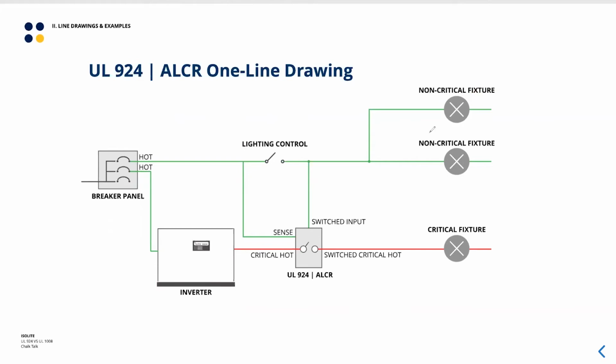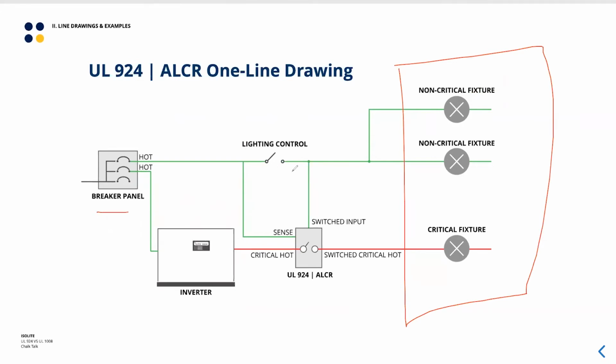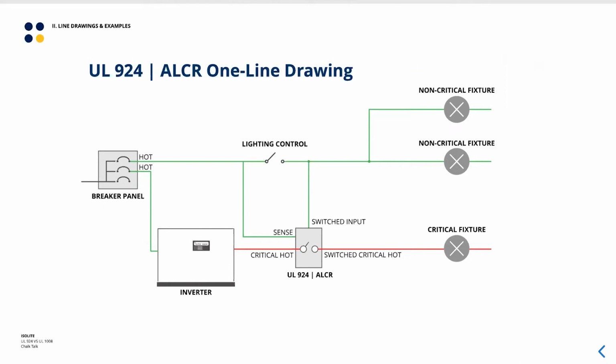Now, what we have here is one zone of lights that's split between non-critical and critical. Obviously, we have a breaker panel. Obviously, we have a lighting control. I've drawn this as a snap switch just to keep the drawings simple. We have a UL924 device, that's an ALCR, and then we have an inverter. And let's just focus on the things that were highlighted in the definitions as well as the plain English versions.